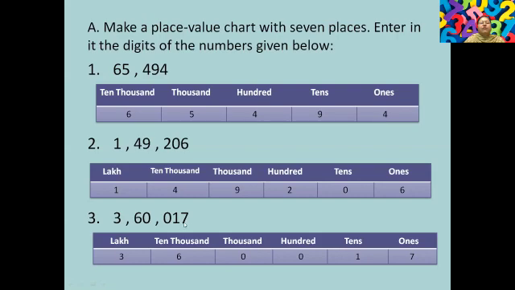Here you have 710, 06 and 3. You just have to write down the numbers. Otherwise, if you want to read it out, this is 65,494. Under lakh you have 1, so it is 1 lakh, 49,206. This is 3 lakhs, 60,000 and 17. Let's go to the next slide.